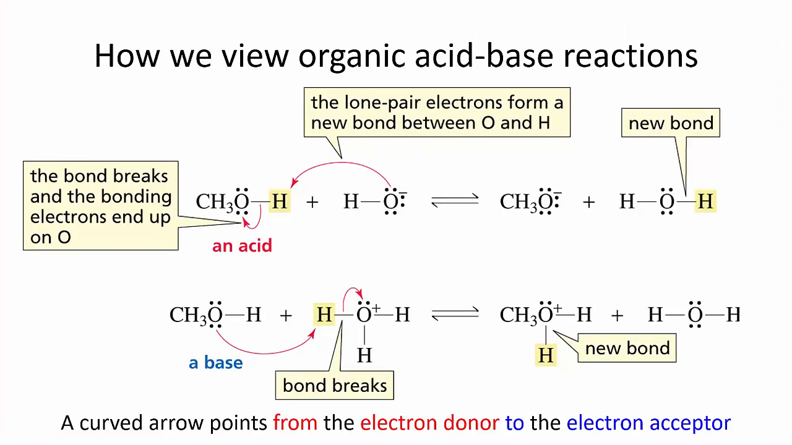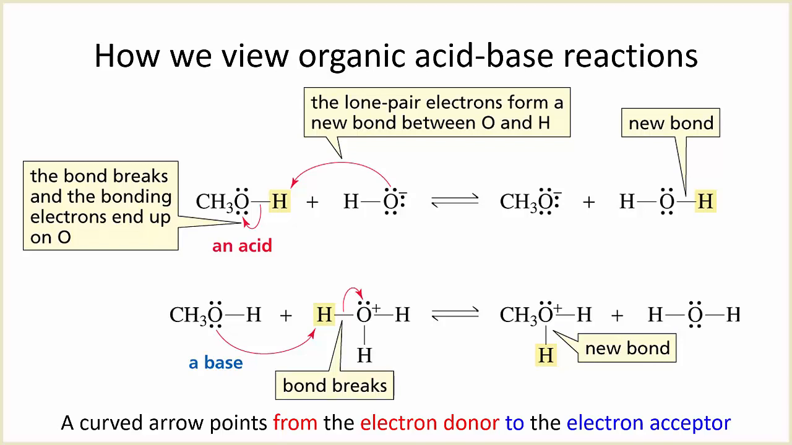So there's a lot of information here, but that's because everything's labeled. I just grabbed this slide from the textbook. When we are looking at the reaction of an organic acid and a base, and the way organic chemists view the reactions, remember this bond is a pair of electrons.